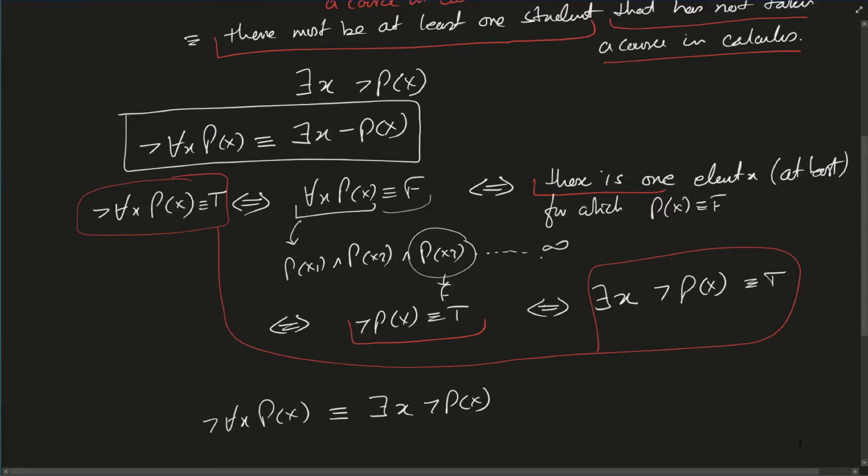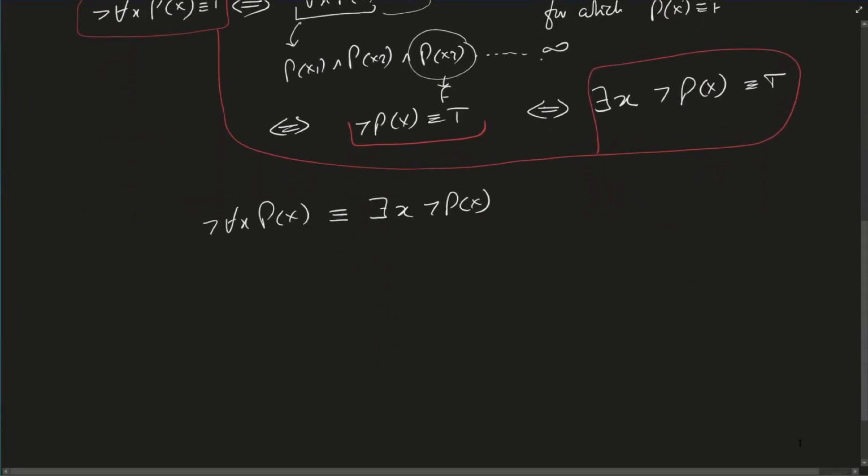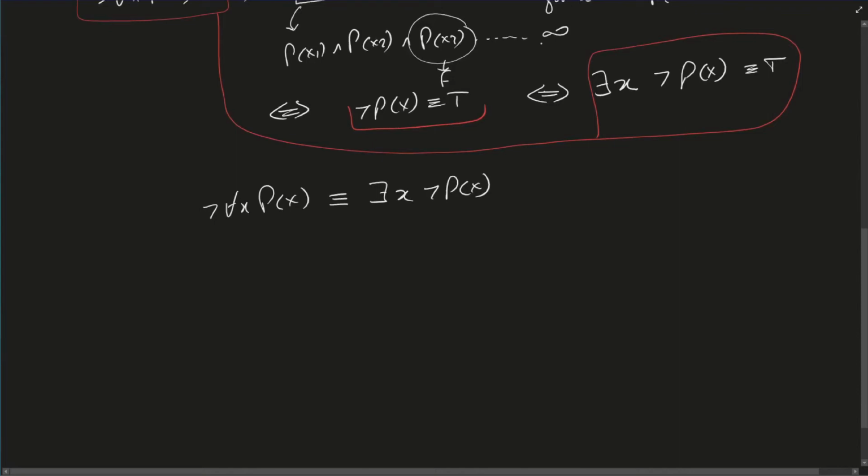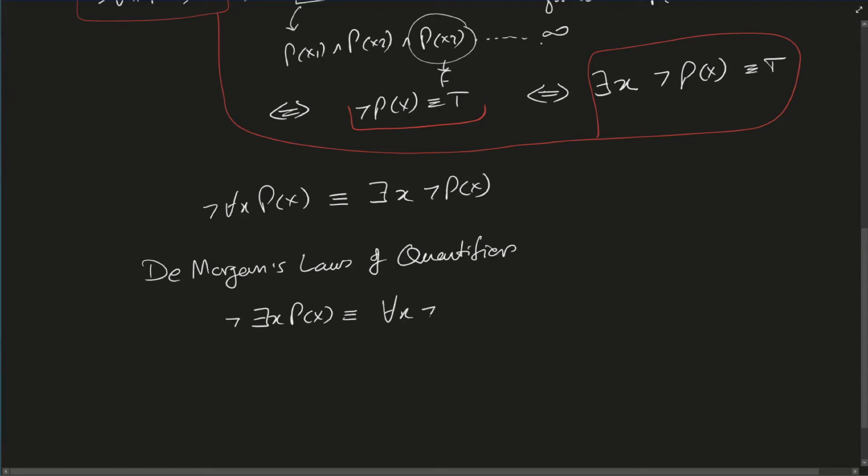And hence we get the De Morgan Laws of Quantifiers, which state that not there exists an x, P of x, is equivalent to for every x, not P of x, and not for every x, P of x, is equivalent to there exists an x, not P of x.